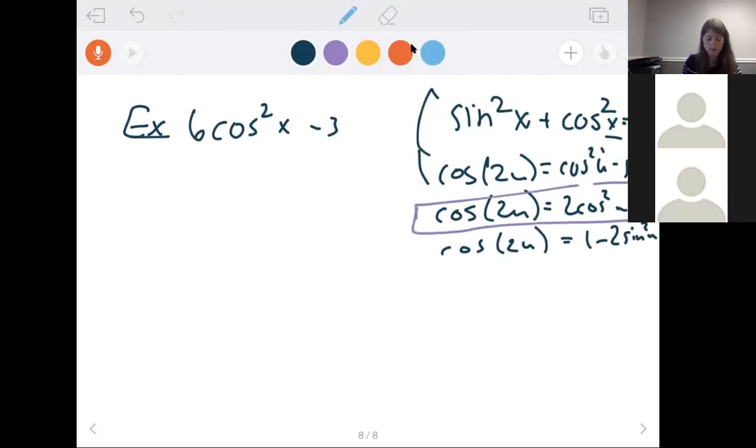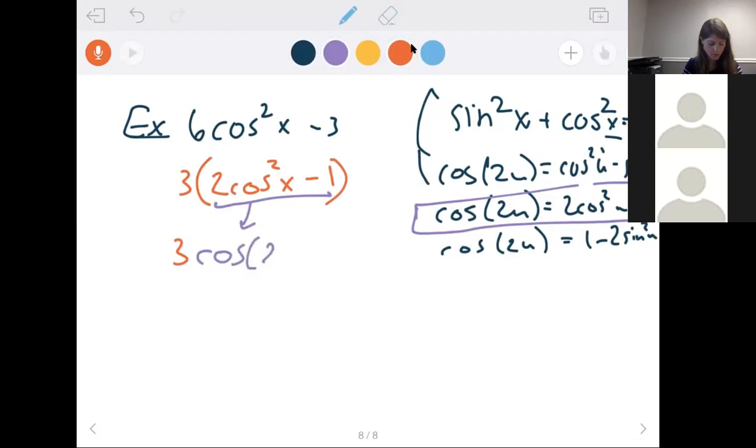But the most obvious one to go for is your second cosine double angle. Because if we pull out our common factor, that 3, now I have something that matches that. Okay, so always factoring anything you can is helpful. And then don't forget about all of your different forms. And replace all of this with cosine 2u, or x's in this case.